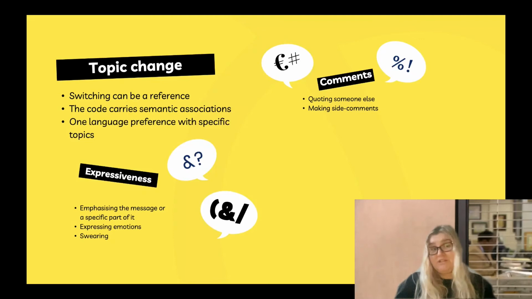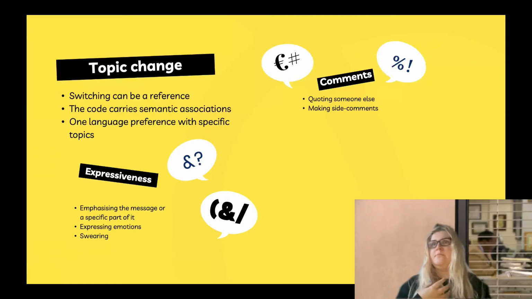Once the topic changes, it can also be a triggering factor for switching between codes or languages. This type of switching can be translated as a reference. We are referencing something. For example, if you're used to talking about a certain topic, you're semantically associating one code with it. There is a semantic representation of that code. And that is why you start switching.